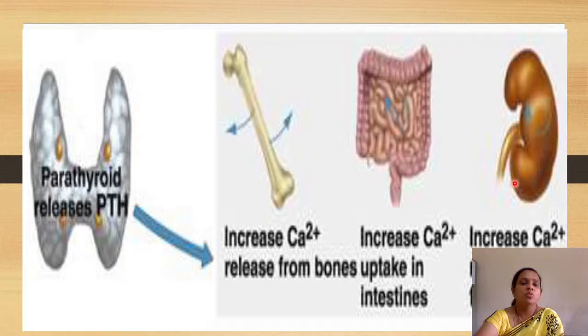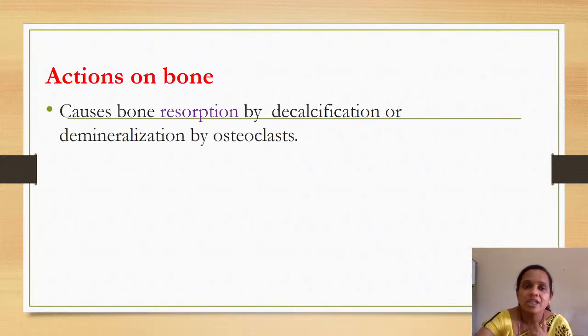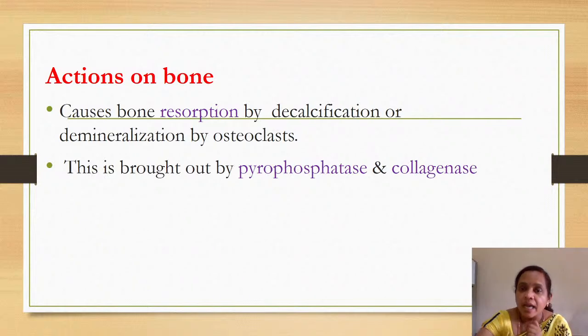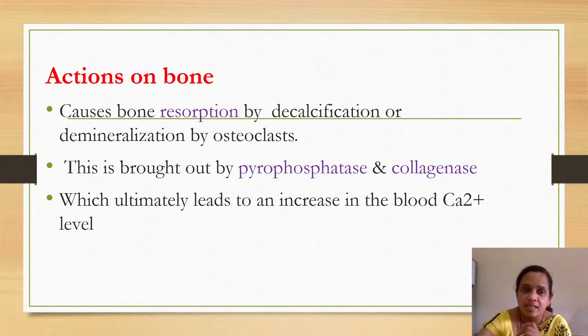When parathyroid hormone is released, it increases the calcium level. It increases calcium release from the bones. It helps in absorption of calcium from the intestine, by activating vitamin D. It will increase calcium reabsorption from the urine, in the kidneys. Action on bone: it causes resorption by decalcification and demineralization by osteoclasts. This is brought about by enzymes such as pyrophosphatase and collagenase, which ultimately lead to an increase in blood calcium levels.